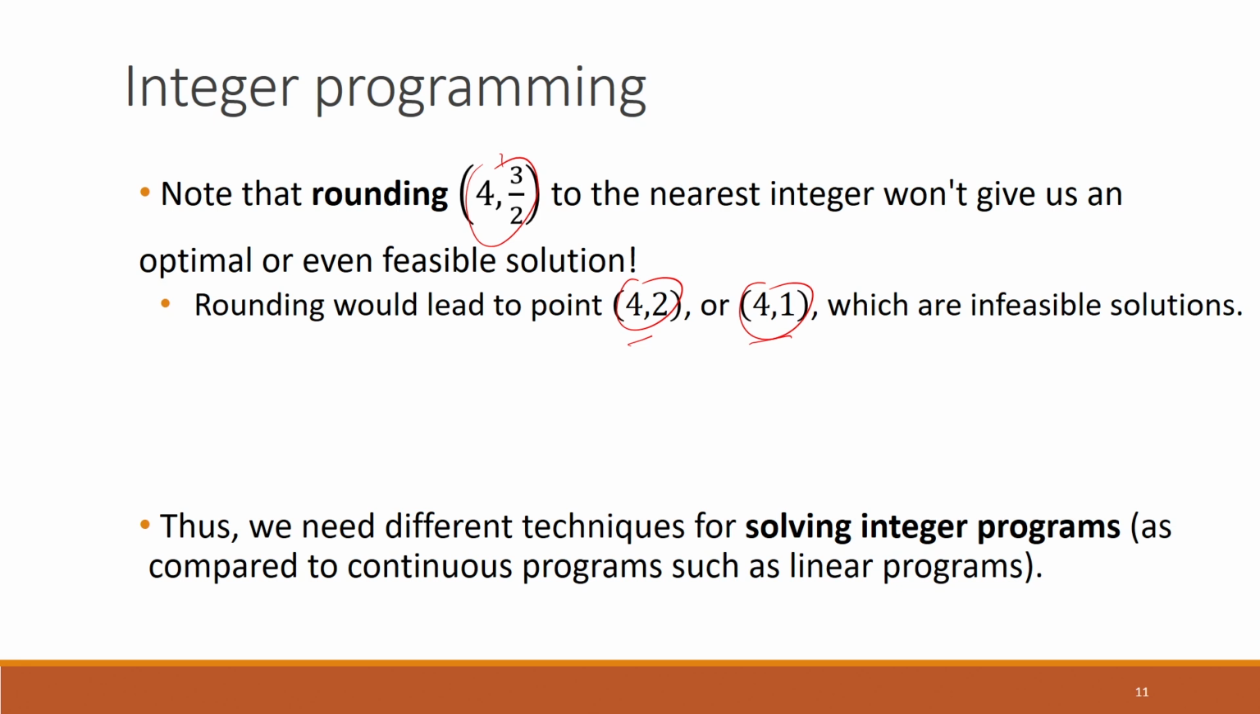So, therefore, we need different techniques for solving integer programs altogether, and we cannot use the algorithms that we know for solving linear programs, okay. So, this was the motivation to develop new approaches for solving integer programs as compared to the approach for solving the linear program. For the linear program, we had this property that the optimal solution lies at one of the extreme points, but that does not work here, okay.